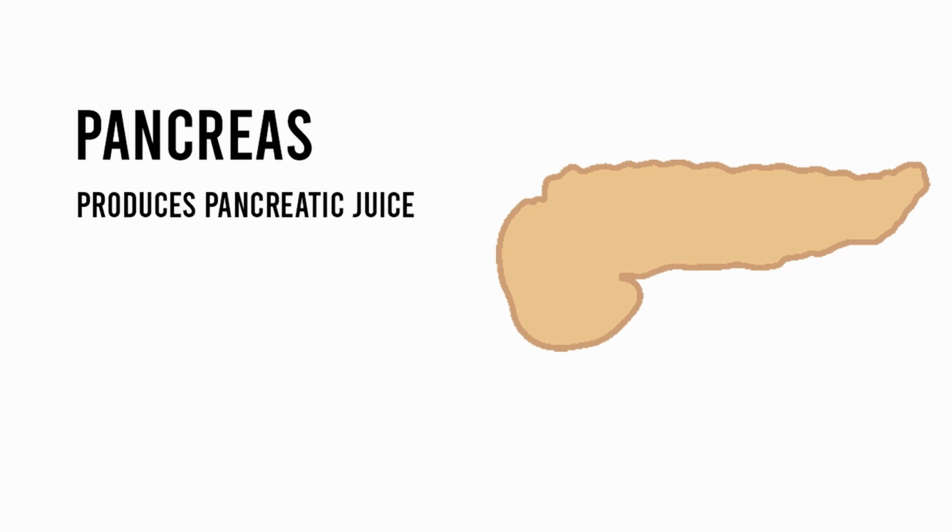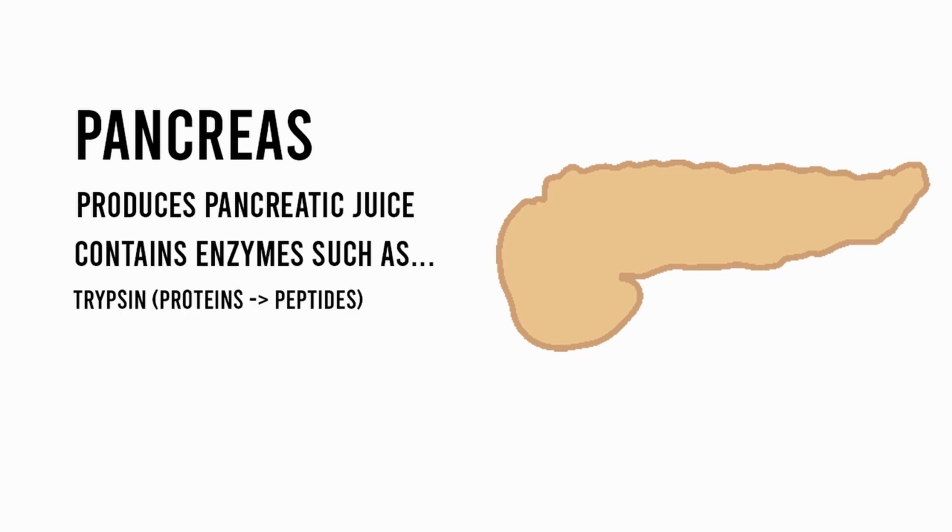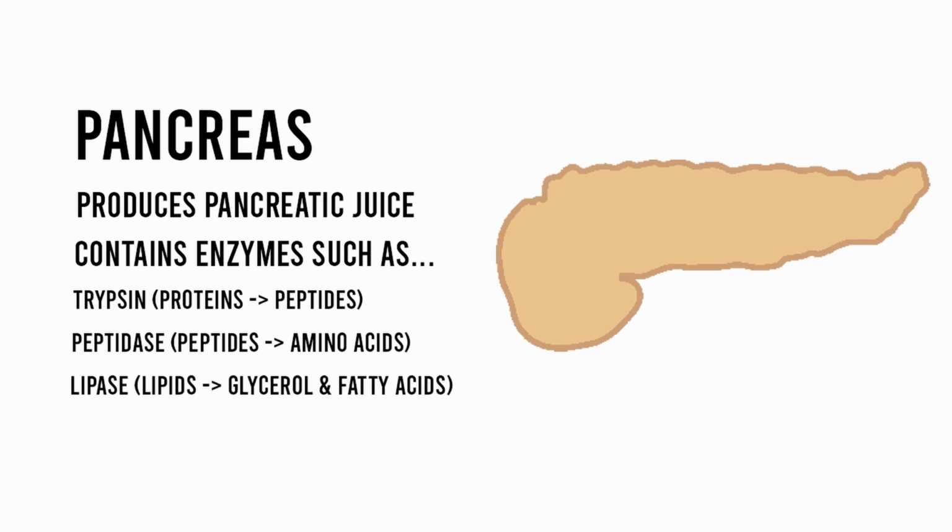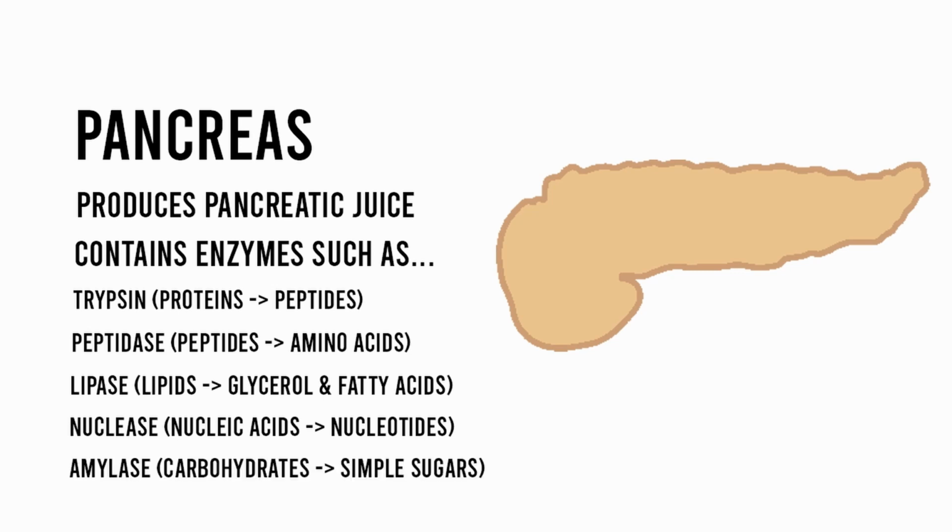a pancreatic juice containing enzymes such as trypsin, which digests proteins into peptides, peptidase, which digests peptides into amino acids, lipase, which digests lipids already broken down by the bile into fatty acids and glycerol, nuclease, which digests nucleic acids into nucleotides, and amylase, which we mentioned earlier in this video, which digests carbohydrates into simple sugars.